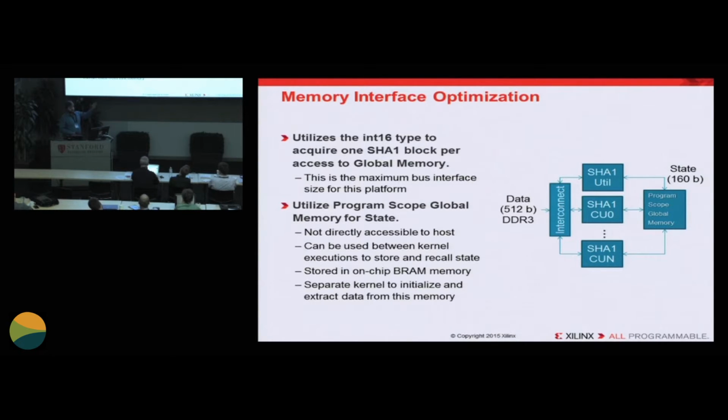A side effect of this is that to access the program scope global memory, to pull the state out or to reinitialize the state, we had to have a utility kernel. Basically all this kernel does is initialize the program scope global memory or pull out the final hash from that memory.